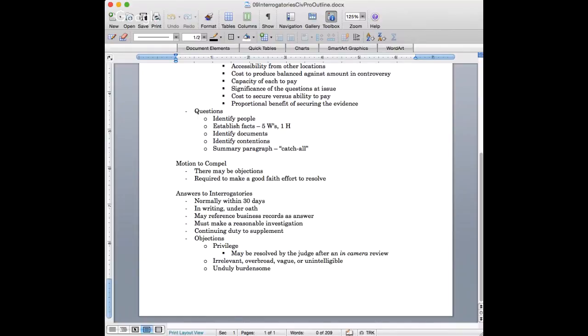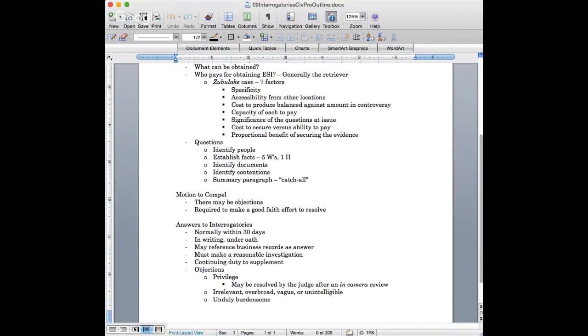And unduly burdensome means that it would be so hard for me to get that answer that it would be cost prohibitive. That also goes back to where the Zubulake case and the ESI information comes in. If it would be unduly burdensome, then how do I go about getting that information? Okay. It seems unfair that you can just ask and then I get stuck with it. Okay. So that's the answers to interrogatories, the last part there. So there's the points in interrogatories.